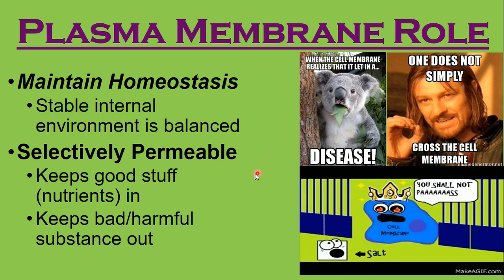The plasma membrane, or the cell membrane, is also selectively permeable. If you look at this word, selectively means picky. I'm a picky eater, so don't place broccoli on my plate. I will not eat it. Permeable means to go into something. So the plasma membrane's job is to be selectively permeable: keep the good stuff in, like nutrients, and get rid of the bad or harmful stuff. Keep that out. It's like a gatekeeper, keeping the gate to the cell for only certain things.